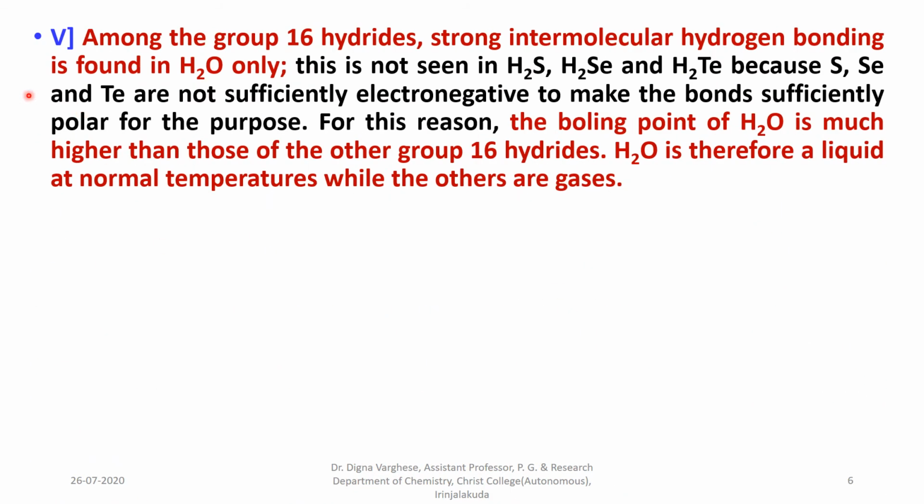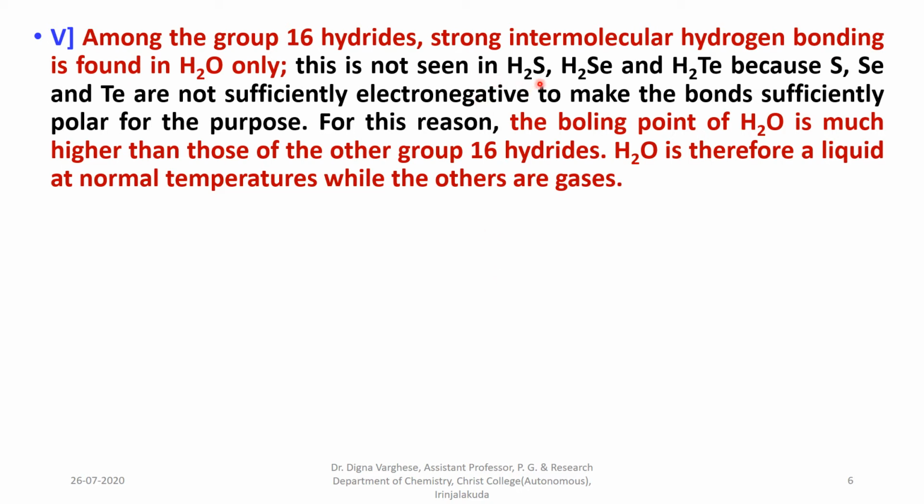Among the group 16 hydrides, formed when the oxygen family elements react with hydrogen, are water, hydrogen sulfide, hydrogen selenide, etc. And in the case of group 16 hydrides, strong intermolecular hydrogen bonding is found in water only.